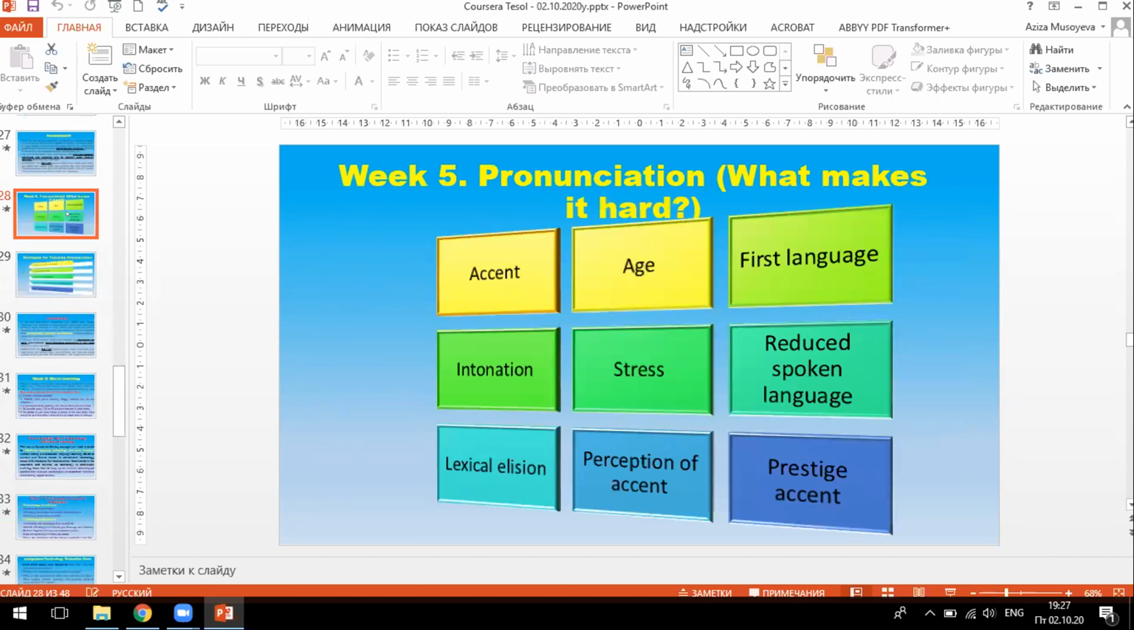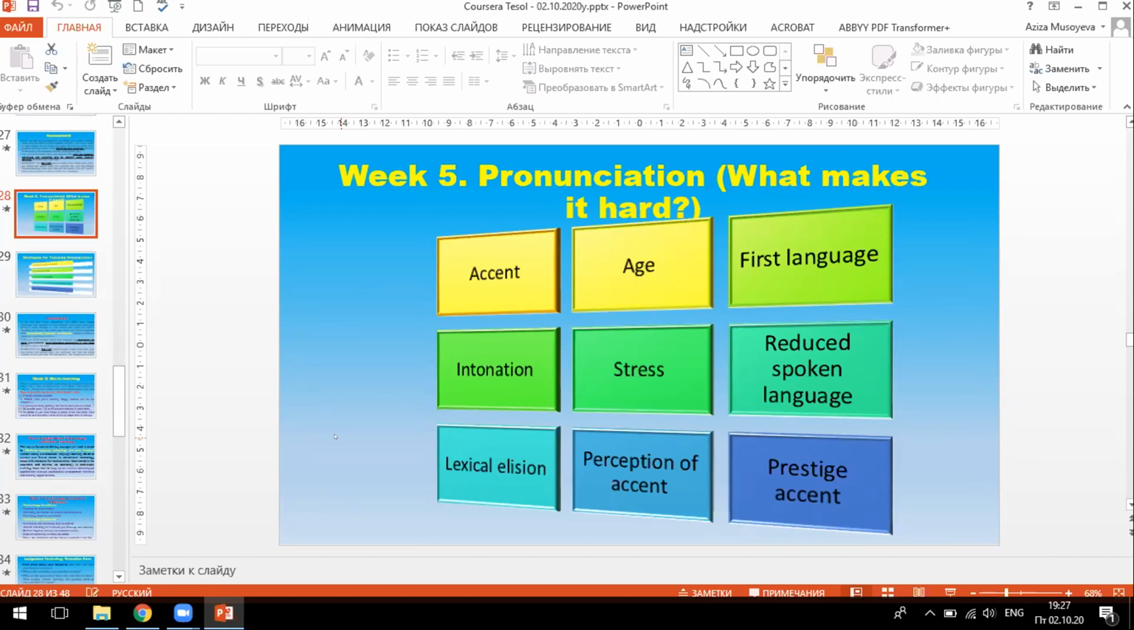So, week 5, pronunciation. We already talked about some difficulties that students may have in pronunciation. So what makes pronunciation hard, participants? Okay, yeah, accent can make it hard.